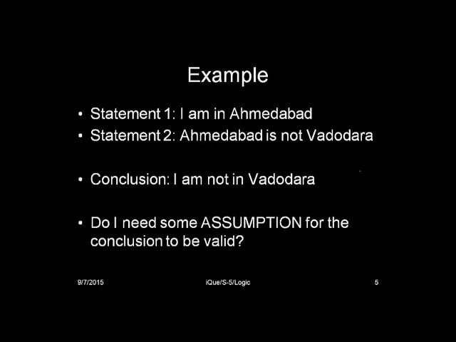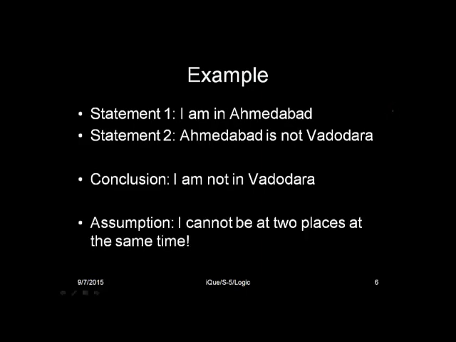Now, many students find it pretty obvious that if I'm in Ahmedabad and Ahmedabad is not Vadodara, then obviously I'm not in Vadodara. What else do I need to assume? But remember that assumption of obvious facts is what I'm looking at. So is there some obvious fact which is not stated here but which definitely needs to be true for this conclusion to be valid? Okay.